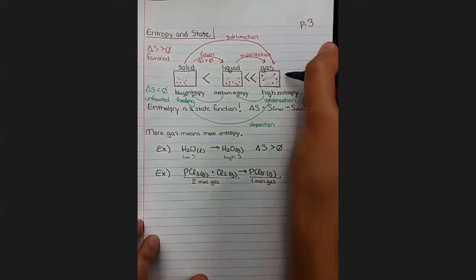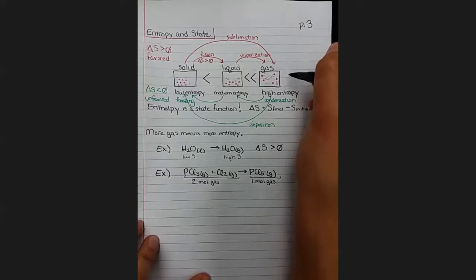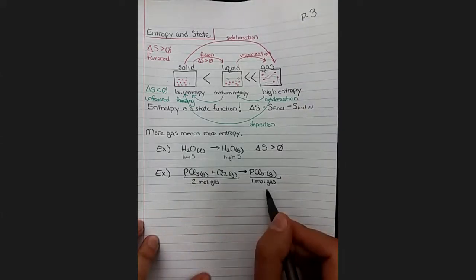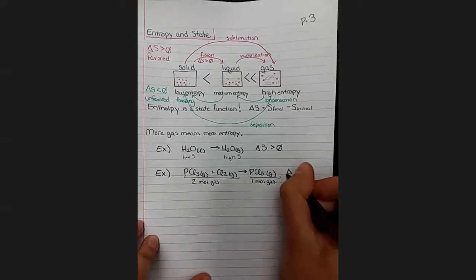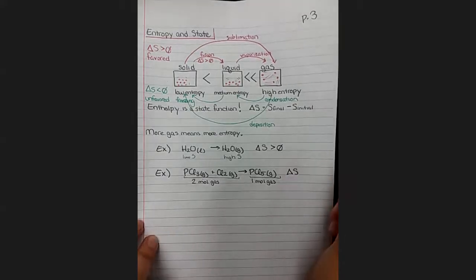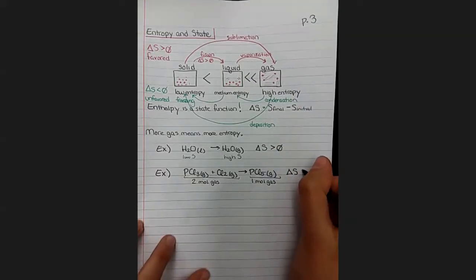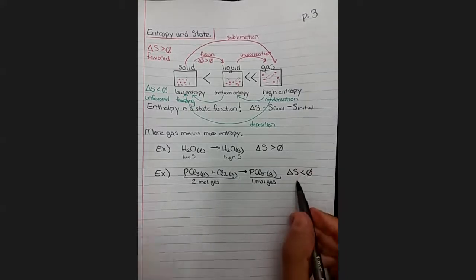And we know that gases have way, way more entropy than anything else. So if we're moving from a system with more gas to a system with less gas, that tells us that the system is technically becoming more ordered because there's fewer particles zooming around here. And if it's becoming more ordered, it is unfavored. The delta S is going to be less than 0.